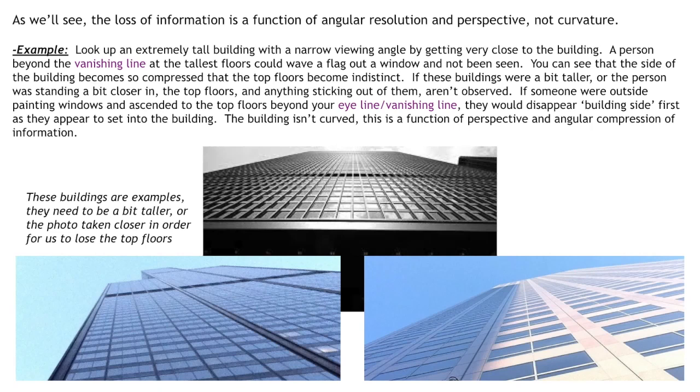If someone were outside painting windows and ascended to the top floors beyond your eye line or vanishing line, they would disappear building side first as they appear to set into the building. The building isn't curved. This is a function of perspective and angular compression of information. And again, these buildings are examples. They need to be a little bit taller, or the photo taken a little bit closer in, in order for us to lose the top floors. But that would be the effect. The painter or the window washer would essentially set into the building as you got closer in.